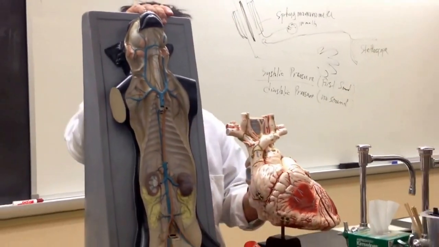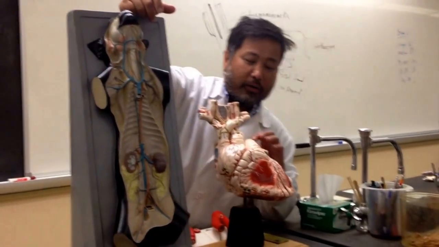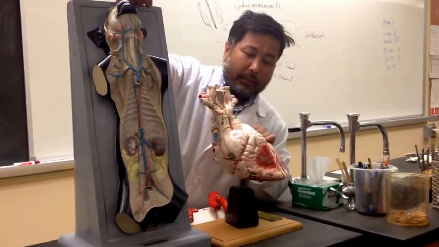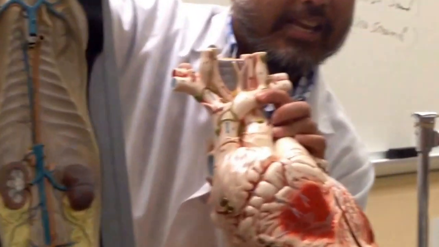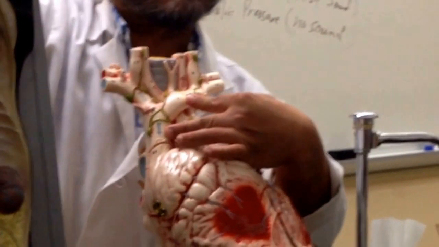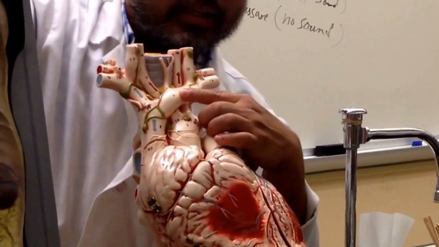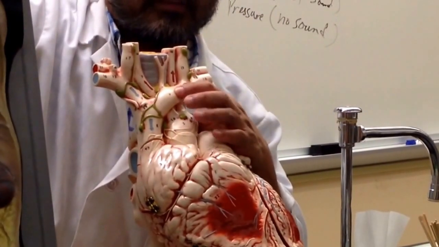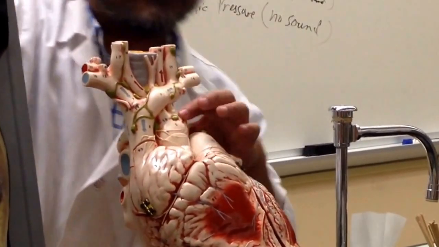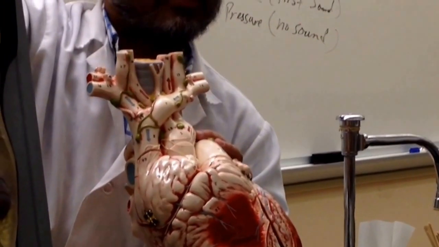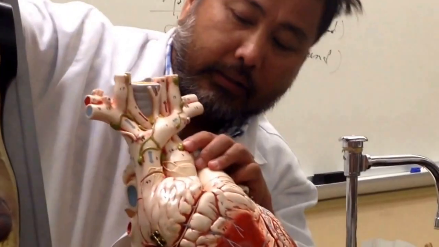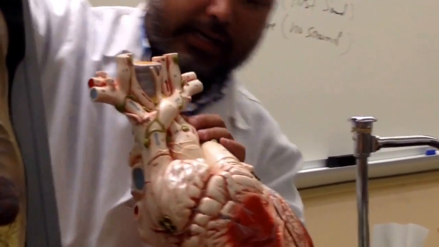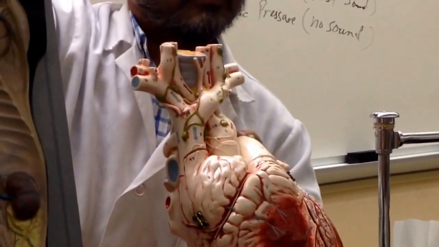By the way, for those who got it wrong, you'll probably see some of these again. The difference between the brachiocephalic vein and here is the vena cava, the superior vena cava. So if I put a dot here, this is not the superior vena cava. The aortic arch has three major blood vessels that come off: the brachiocephalic, the left common carotid, and the left subclavian.